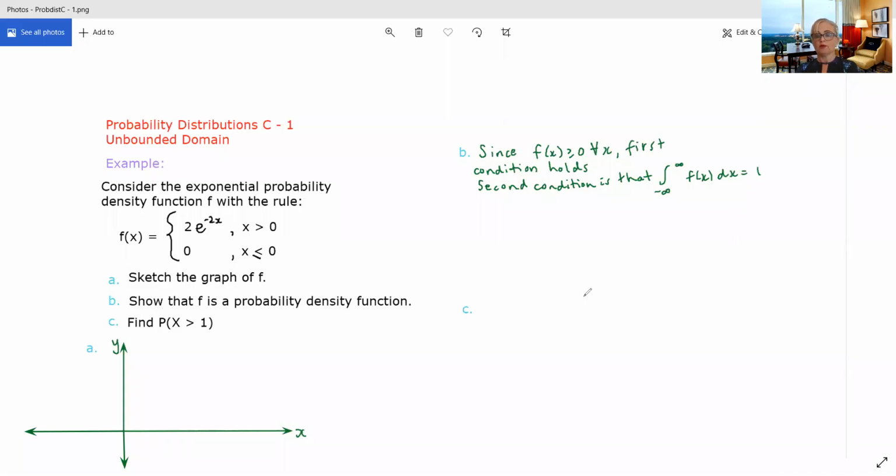We've talked about probability density functions and what makes a probability density function. We know that it needs to be a function where it is either at the x-axis or above the x-axis for all x values. We also know that the total area between that curve and the x-axis needs to equal 1. What about situations where we have an unbounded domain?